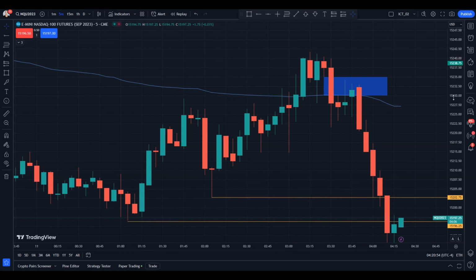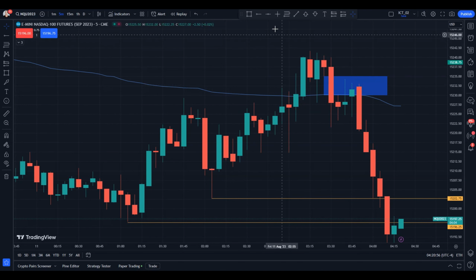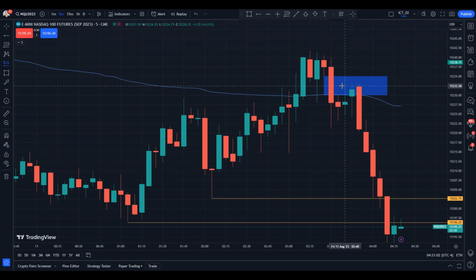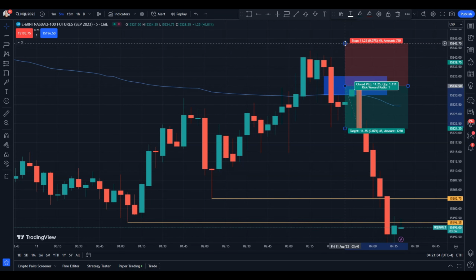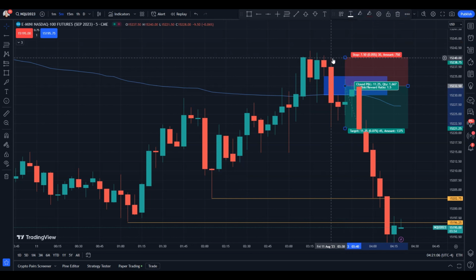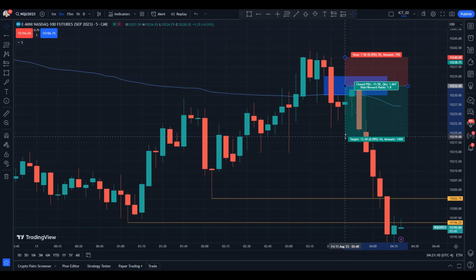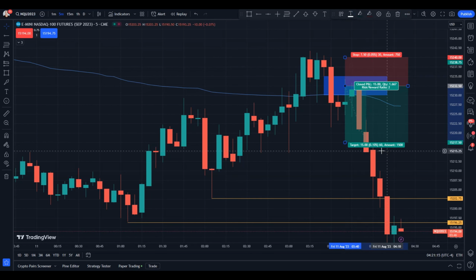Now we look for the entry, 50% of this fair value gap. As soon as it formed, you can put your order there with your stop loss above that candle there, and then target a 1 to 2. So it's going to be this area here, 15 points on the Nasdaq. And you got your level.